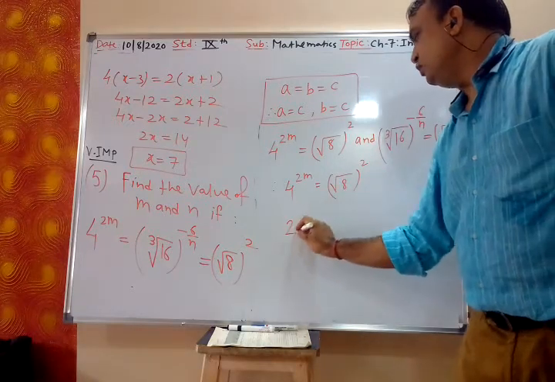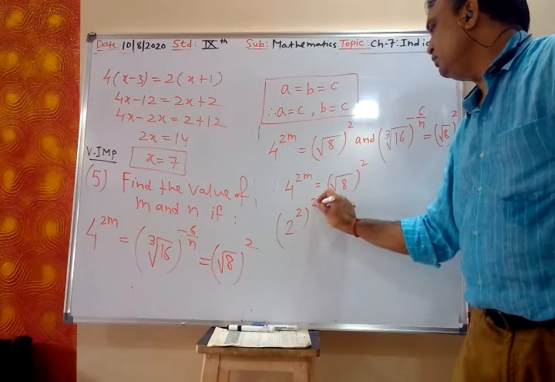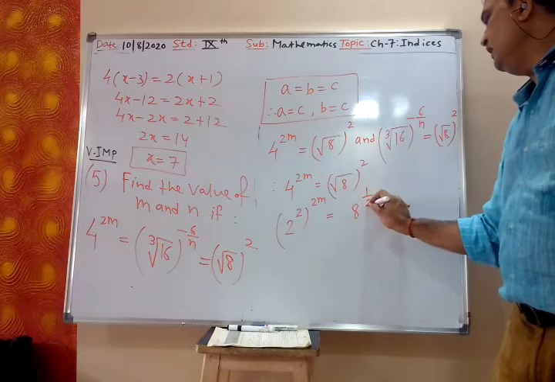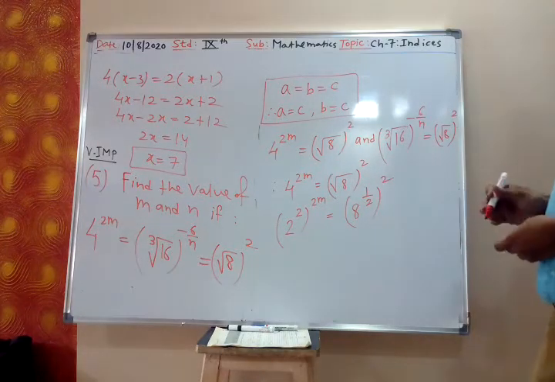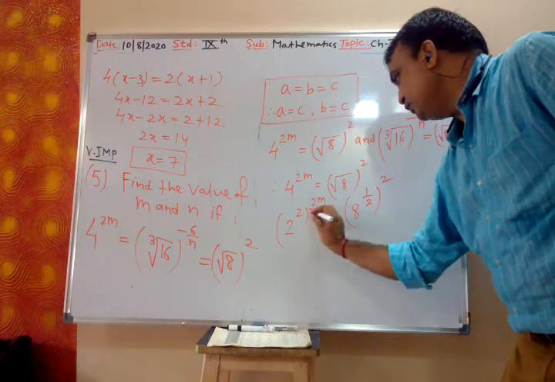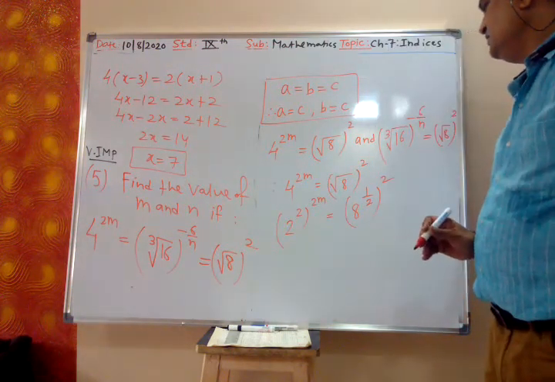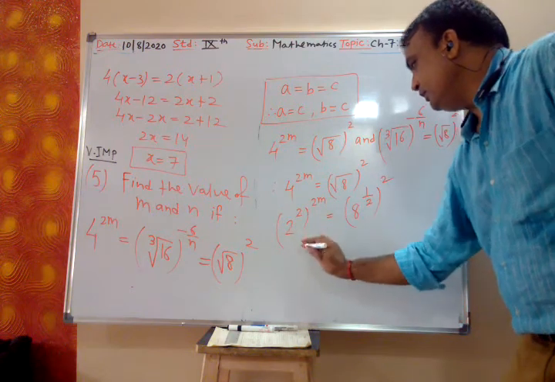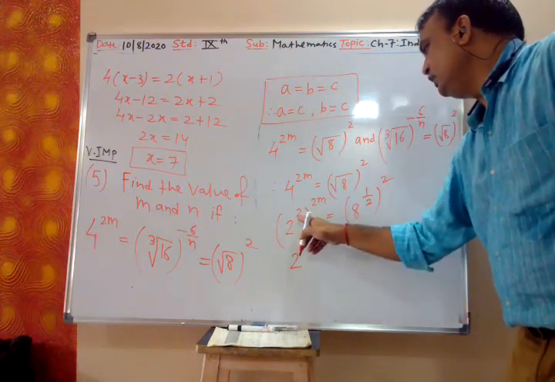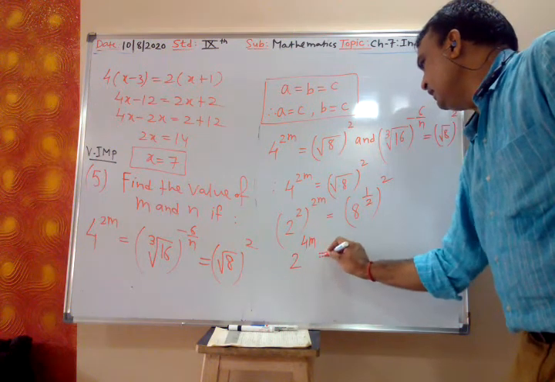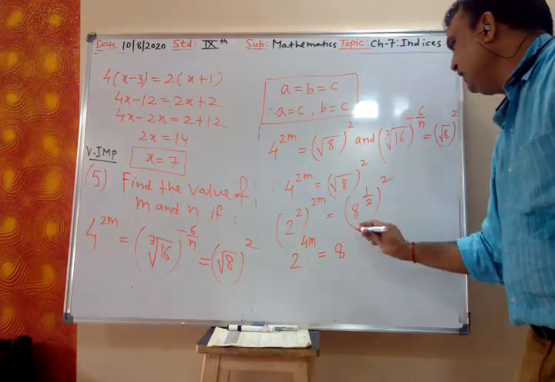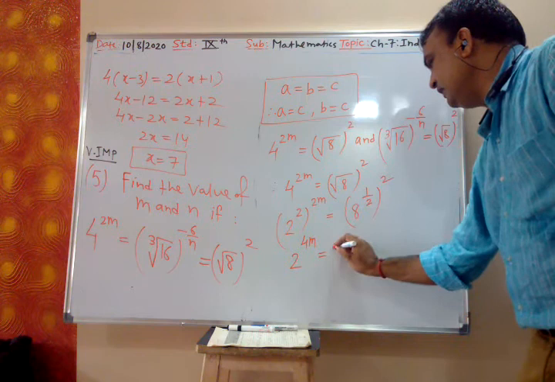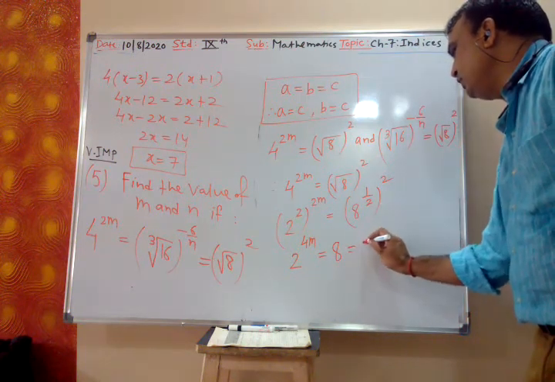Now 4 raised to 2m, I can write 2 raised to 2 raised to 2m. 4 I can write 2 raised to 2, and root 8 I can write 8 raised to half, 8 raised to half raised to 2. First go step by step. 2 into 2m is 4m. 8 raised to half raised to 2 will be 8. Half and 2 get cancelled. 8 I can write 2 raised to 3.